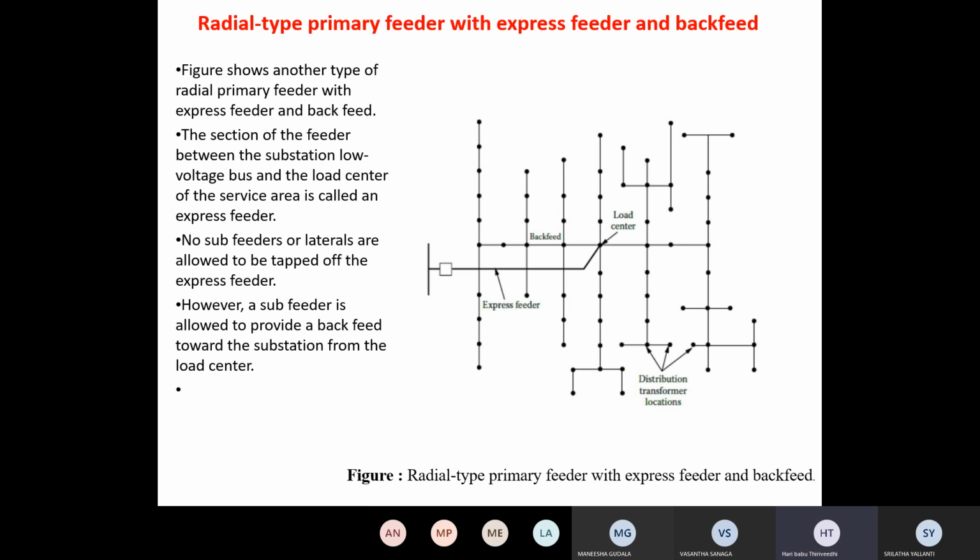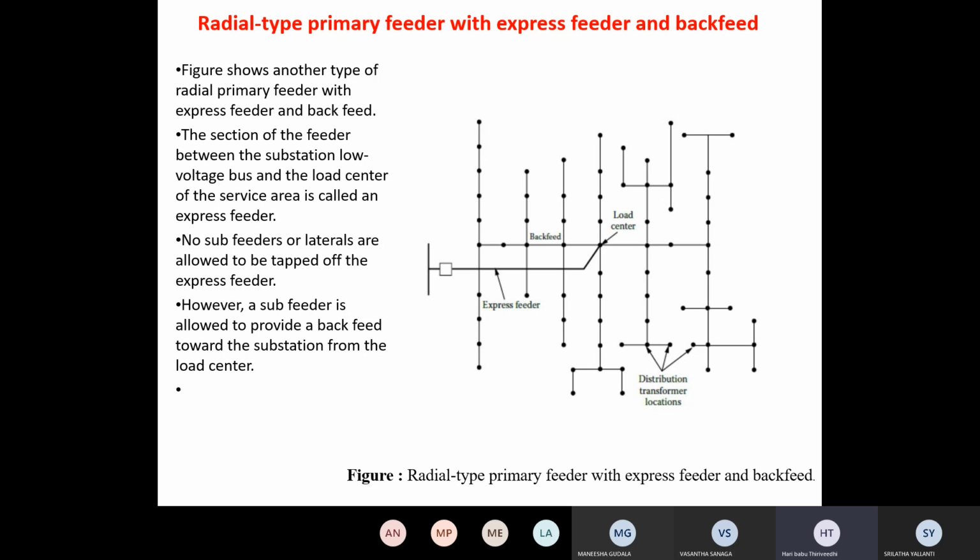So that is the radial type primary feeder with express feeder and back feeder. All the dots are distribution transformers, right? This is another type of radial type primary feeder with the express feeder and back feeder. The section of the feeder between the substation low voltage bus and the load center of the service area is called express feeder. So from this point to this point is called express feeder.